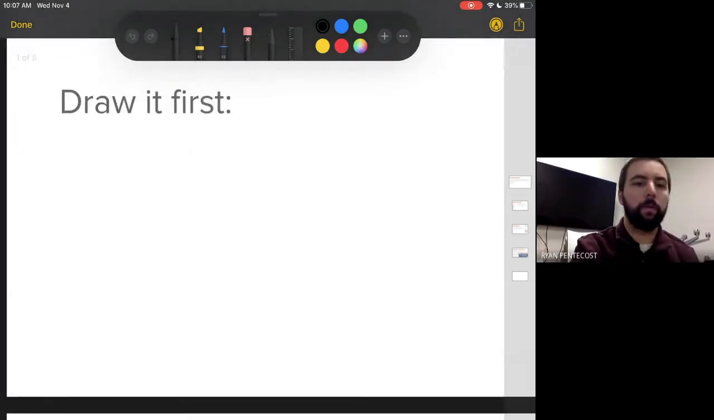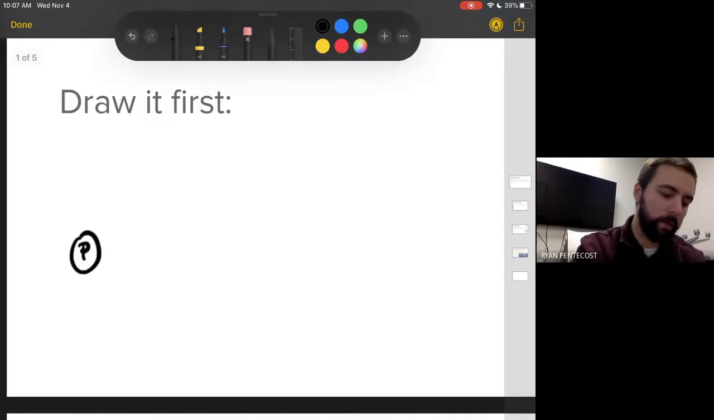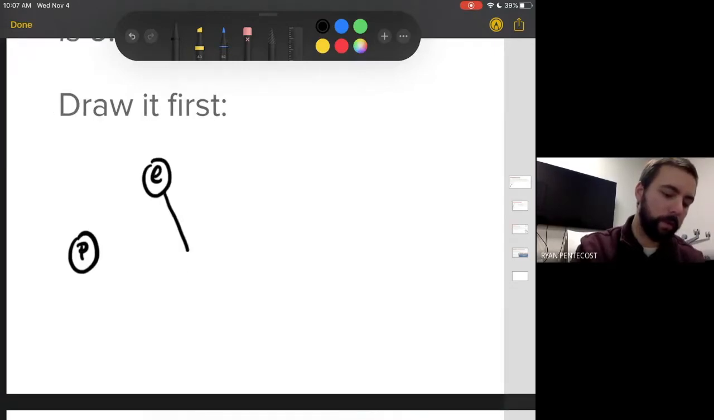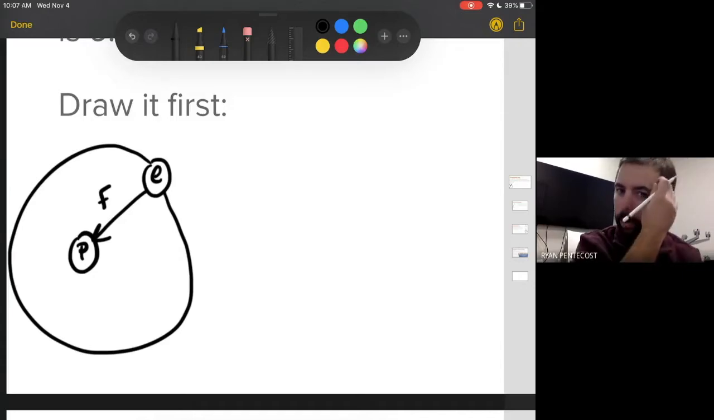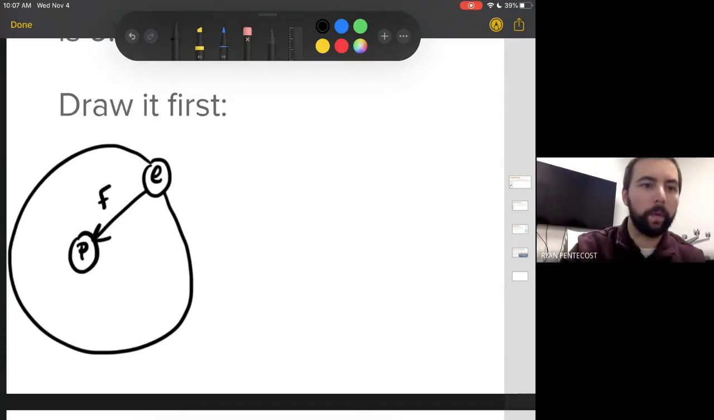So we have our proton, right? And we have our electron. It is going around in a circle. And it has this attractive force on it. Now, what we're going to look at here is the frequency of orbits in revolutions per second. So what does that really mean?